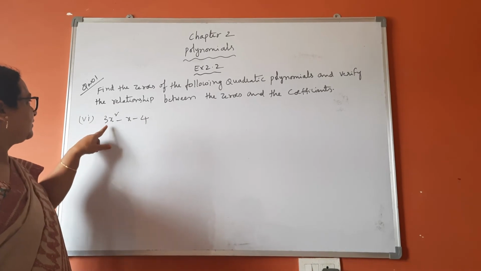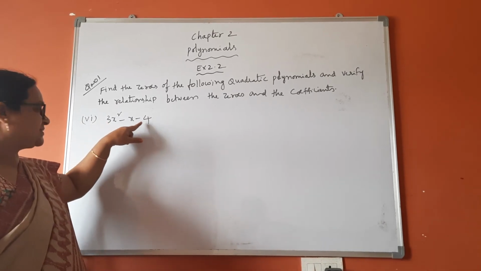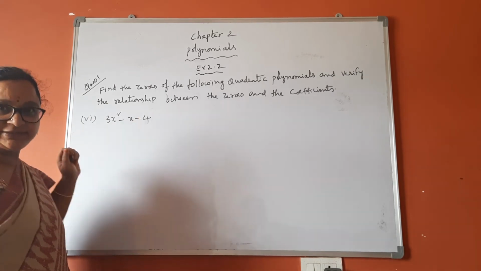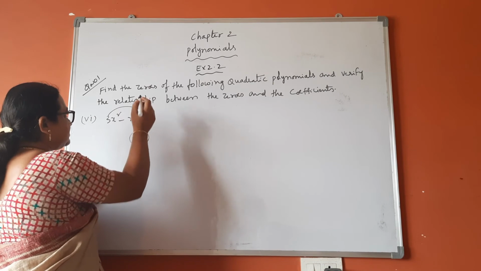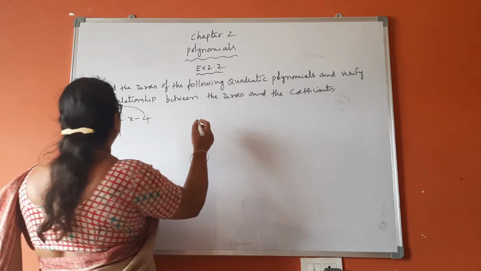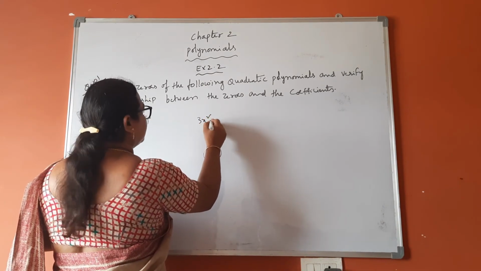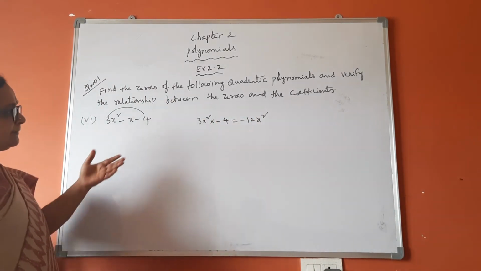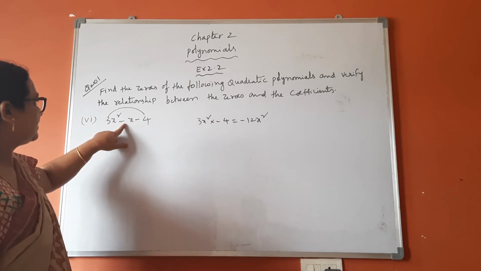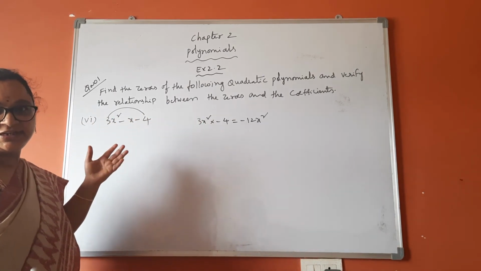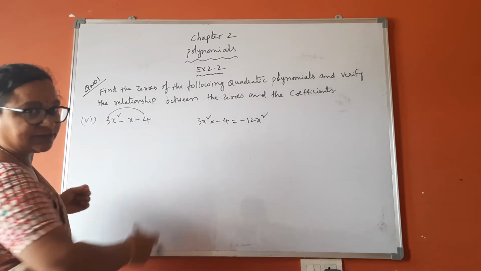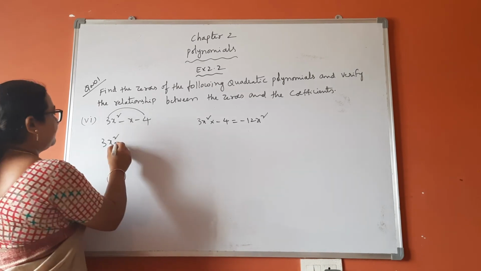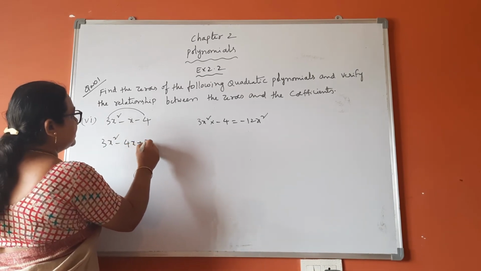Sixth one, the given polynomial is 3x square minus x minus 4. So there are three terms. We can use splitting middle term method. The first step in splitting middle term is product of first term and last term. That is 3x square into minus 4, that is minus 12x square. By seeing the sum itself, we can say here it is minus x. For 12, 3 and 4 are factors of 12. By seeing that only we are getting it. So 3x square minus 4x plus 3x minus 4.